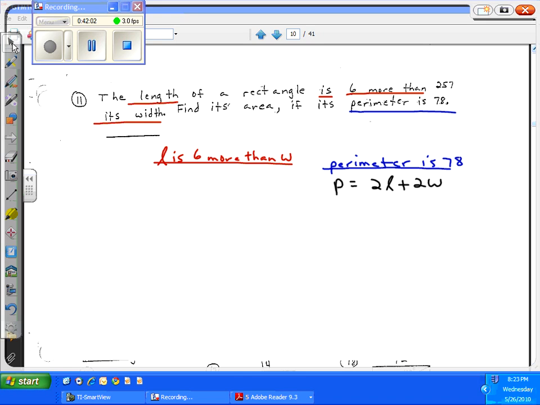The characters of the story are the pieces of the word sentences. What we're dealing with is length, width, perimeter, length, and width. So the characters are those unknowns, length, width, and perimeter. We're going to call length L. We're going to call width W. Perimeter has been called P.